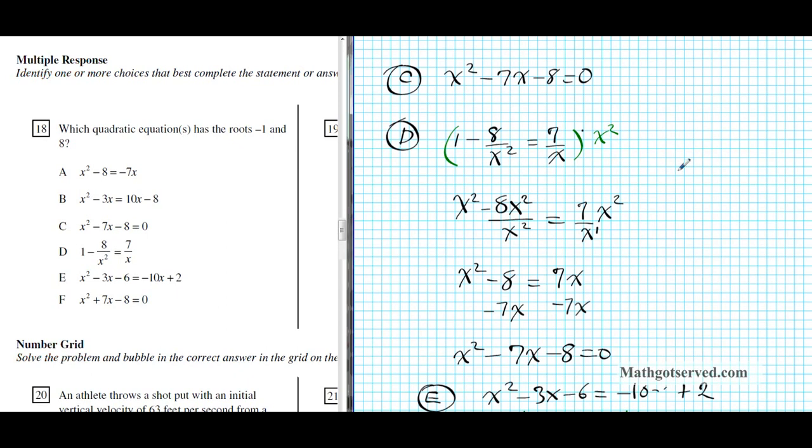If we factor and solve, do we get negative 1 and 8 as roots? So let's do C using the X game. AC is negative 8, and B is negative 7. So what works here in the factorization? We can use 1 and 8. Since the sum is negative, the bigger number has to be negative.